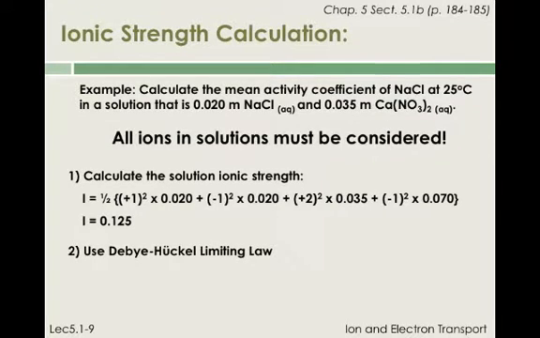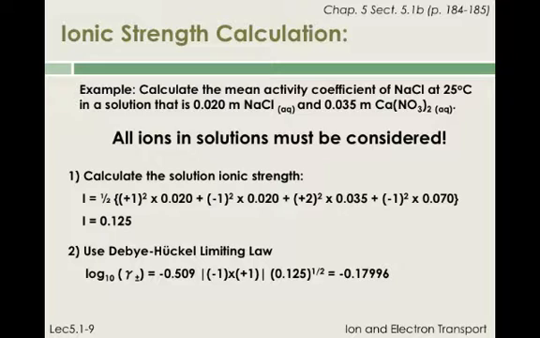Next, we use the Debye-Huckel limiting law and write log base 10 of the mean activity coefficient equals minus 0.509 times the absolute value of the product of the charges for NaCl times the square root of the ionic strength. The result obtained is minus 0.17996. Make sure you use more significant figures than necessary so truncation errors do not affect the value of gamma plus minus.